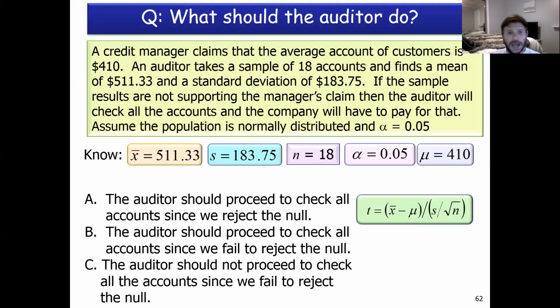Now, null hypothesis here is the claim that the average account is exactly equal to $410. So again, we're going to be dealing with a two-sided test in this situation. Which means we could look for evidence sufficiently greater than 410 or sufficiently smaller than 410. But it looks like the sample evidence that we've collected here says we're going to be looking for evidence in the right side tail here, 511.33 is larger than that mean of 410.